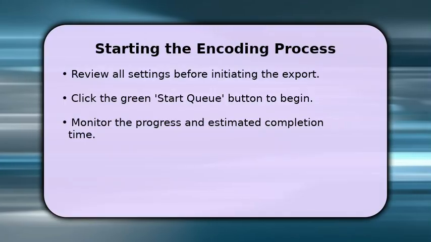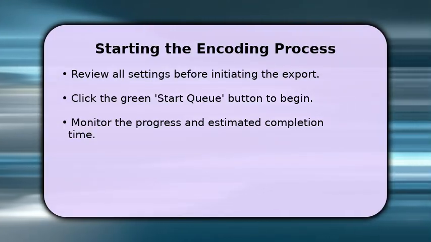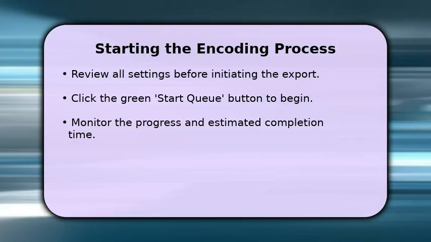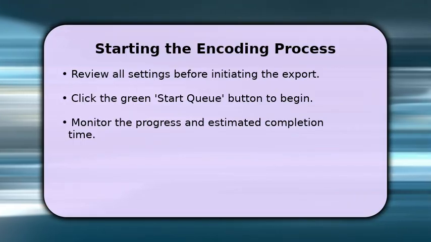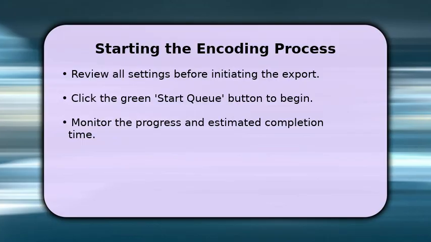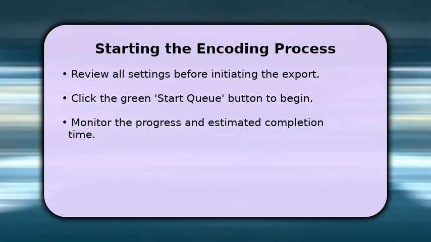With all your settings configured, take a moment to review everything one last time. Ensure your output location is correct and the file name is accurate. When you are ready, simply click the green Start Queue button located at the top right of the Media Encoder panel. The encoding process will then begin, and you can monitor its progress. A typical 5-minute video might take around 10 to 15 minutes to encode, depending on your system and settings.